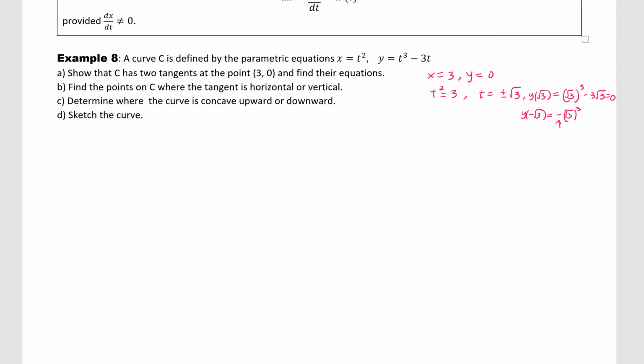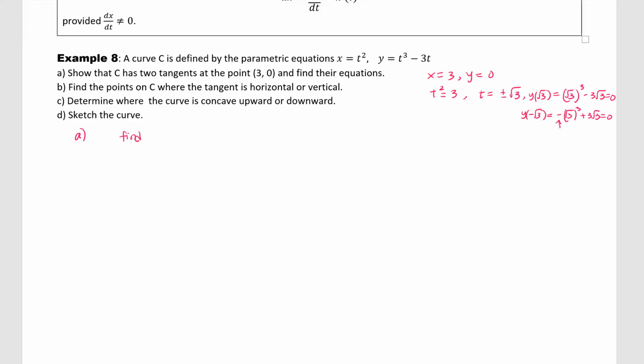And then minus negative becomes positive, so we also get 0. So the point (3, 0) is on the curve, and there are 2 t values associated with it: t equals plus or minus root 3. Okay, so let's find the tangent line.